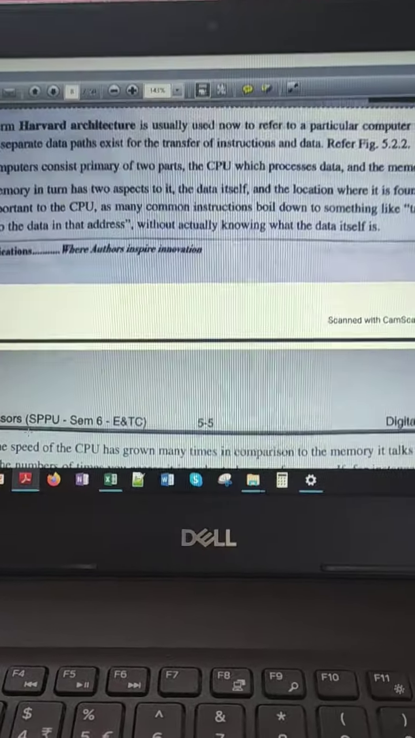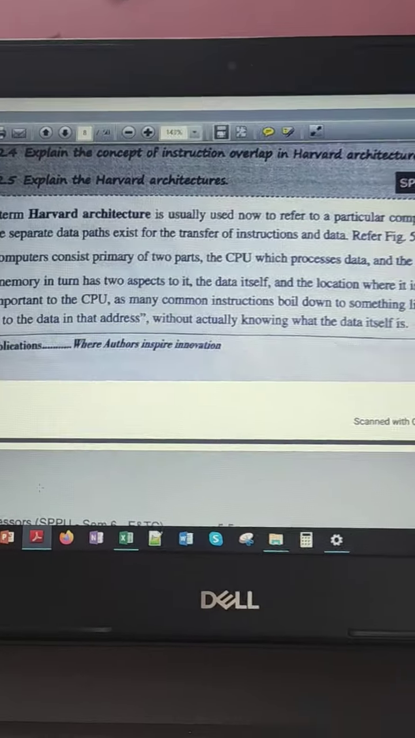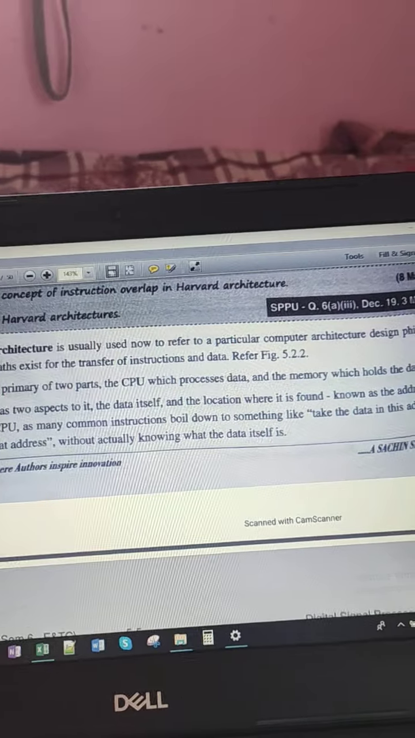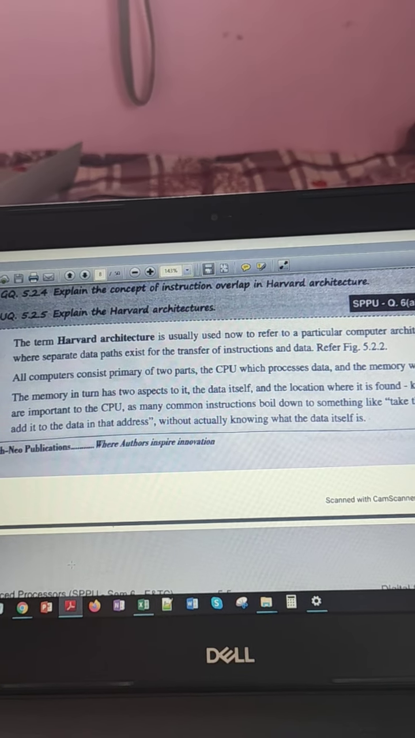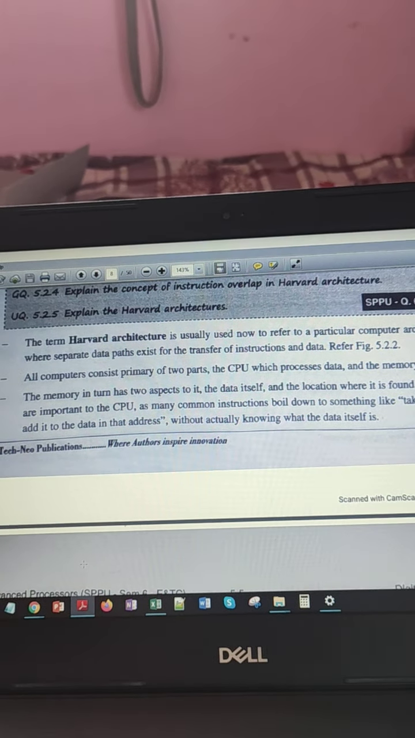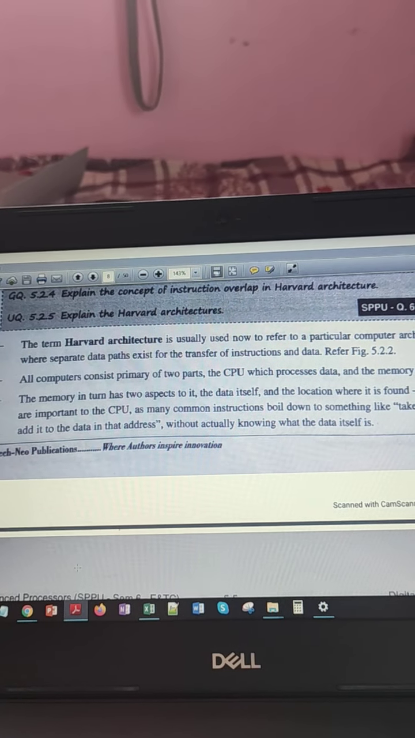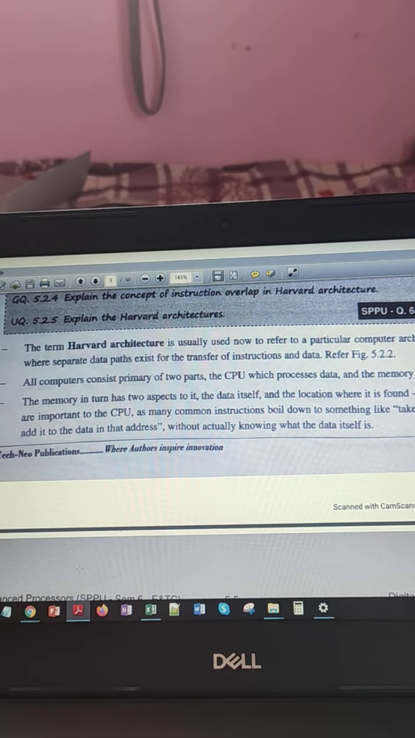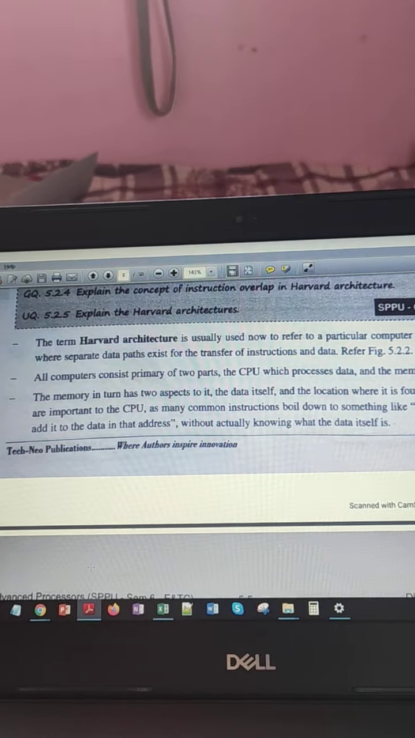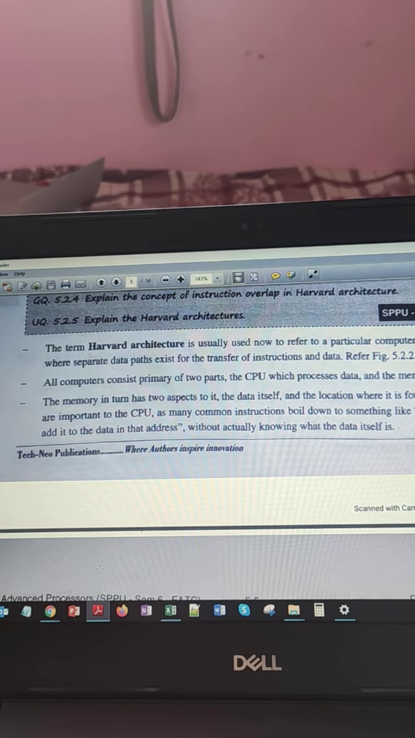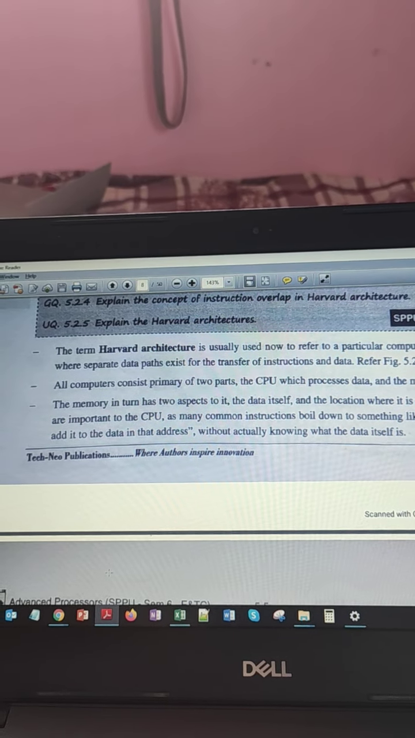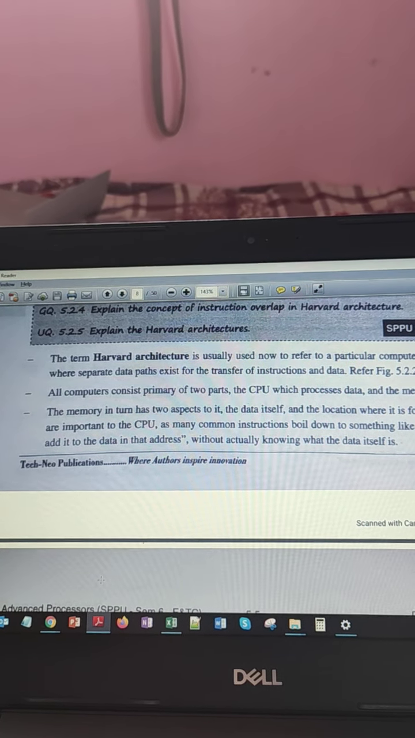Now today we will see the second architecture, that is the Harvard architecture. The Harvard architecture usually refers to a particular computer architecture design where separate data paths exist for transfer of instruction and data. All computers consist of two parts, the CPU which processes data and the memory which holds the data. The memory in turn has to accept the data itself and the location where it is found, known as the address. Both are as important as the CPU, as many common instructions boil down to taking the data to this address.